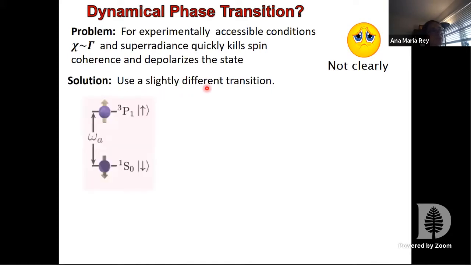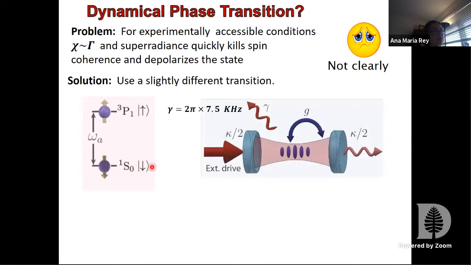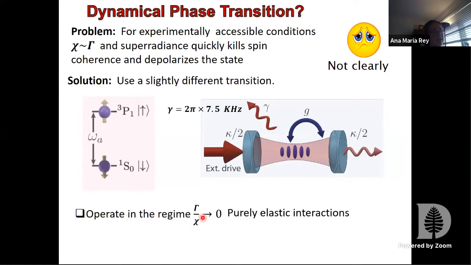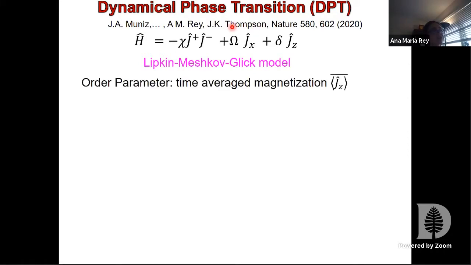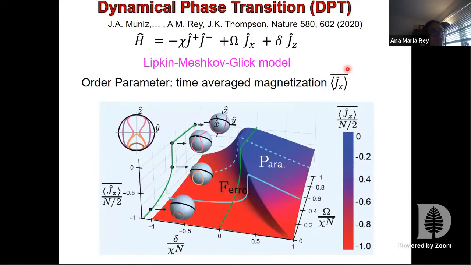So in order to see the transition, we instead explored another slow transition, not the clock transition, which is between 1S0 and 3P1. In this case, we could operate in the regime where gamma divided by chi is small, when the elastic interaction really wins compared to the superradiance, the collective spontaneous emission. And what we did is to drive the cavity. So we have a system with exchange interactions mediated by the cavity, and a collective drive, and we can also add the detuning from the pump to the cavity, which gives a collective Jz term. This model is called the Lipkin-Meshkov-Glick model. It's a simple collective spin model, and it also exhibits a dynamical phase transition, with the magnetization along z as the order parameter. Here is the phase diagram.